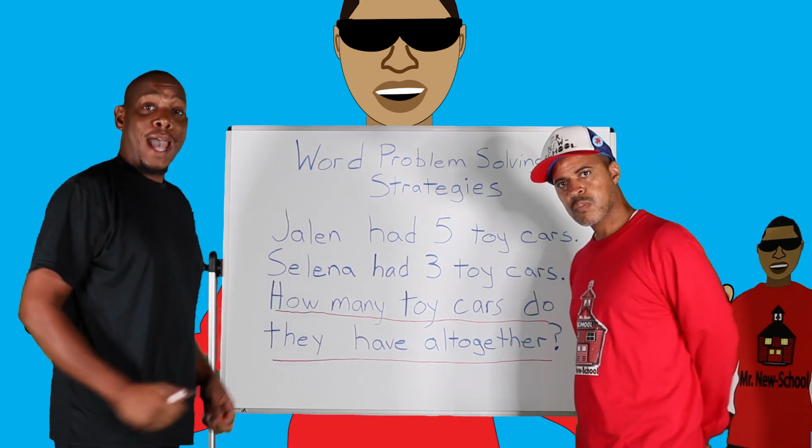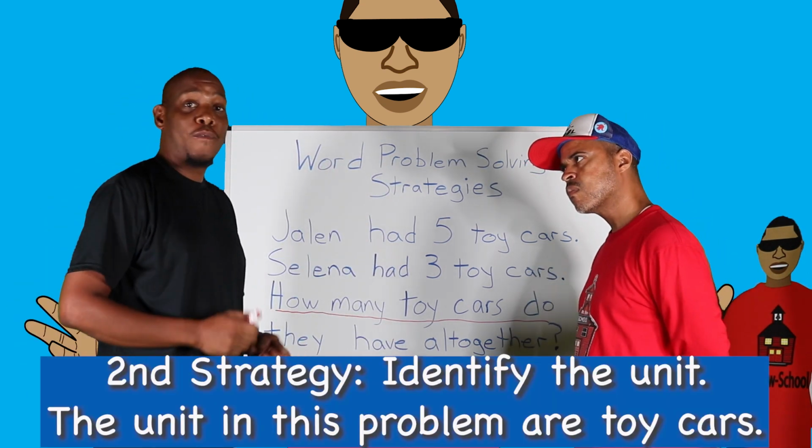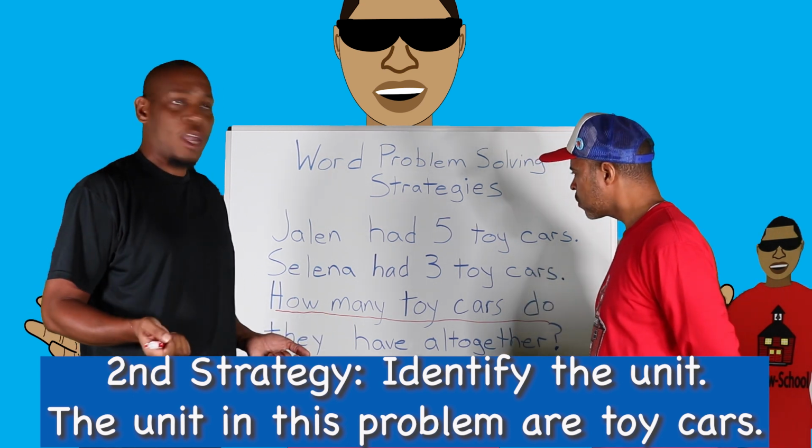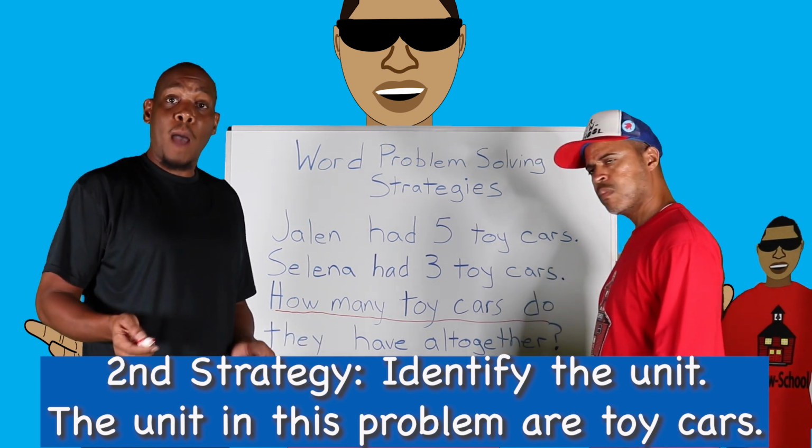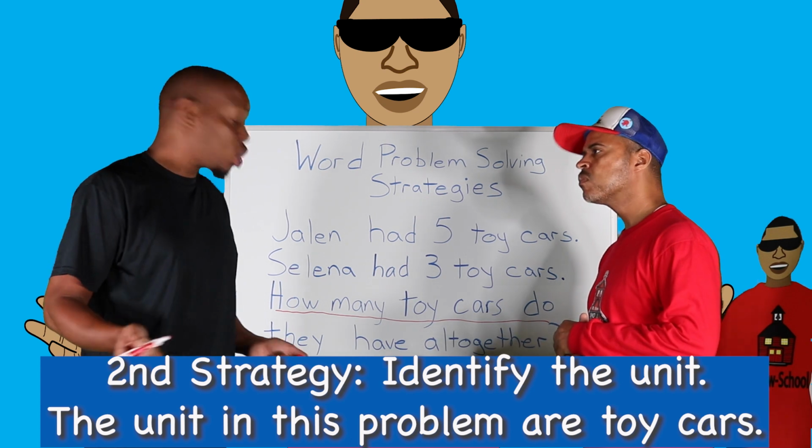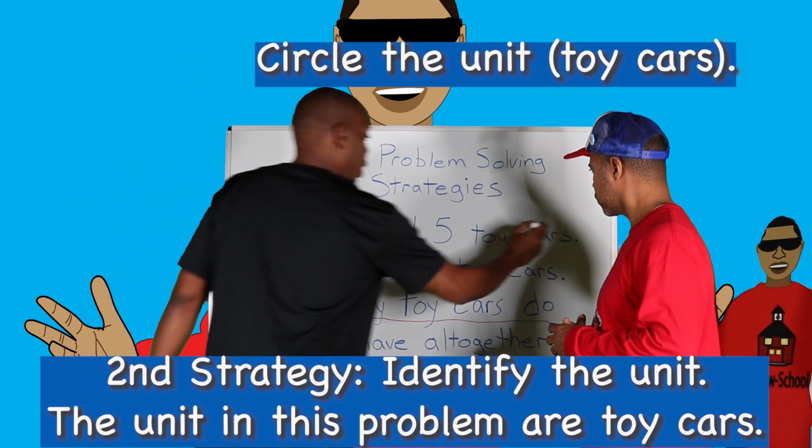Now that we've identified the question, we want to identify the unit. What is the word problem talking about? Well, in this particular word problem, we're talking about toy cars. So we want to circle the unit of toy cars.